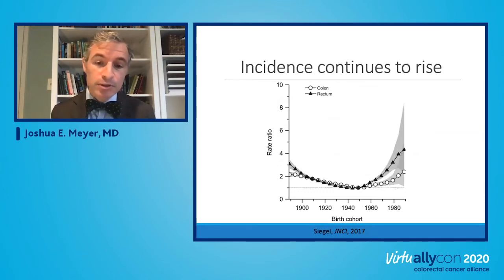Since we published this, a number of other groups have published similar papers, and you can see here a recent one where they analyzed patients by the year that they were born, otherwise known as the birth cohort. If you start in 1950, you can see that colon cancer is increasing in incidence and rectal cancer is increasing in incidence as well, all the way up through people born in the year 1990.